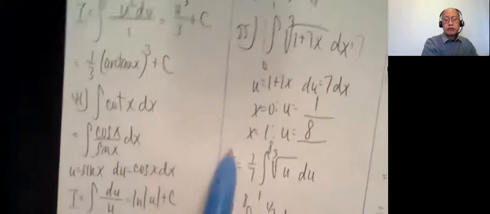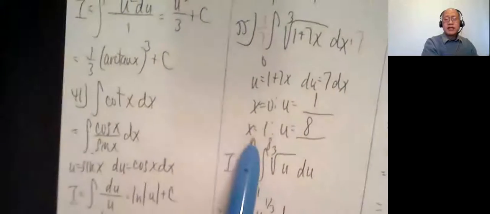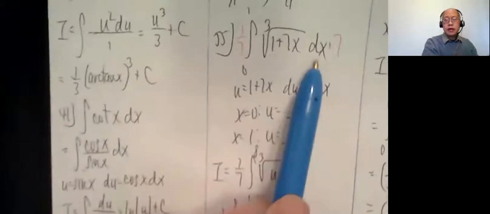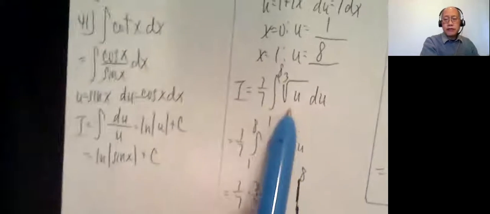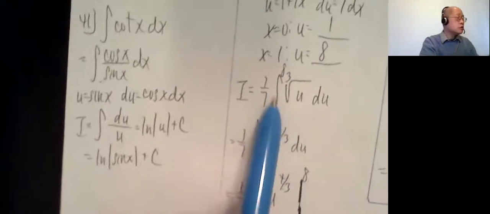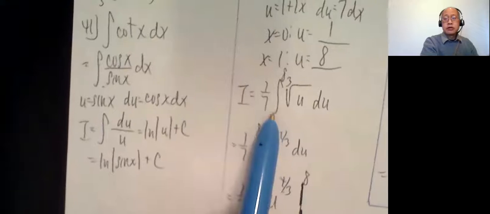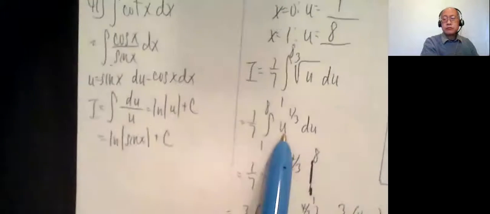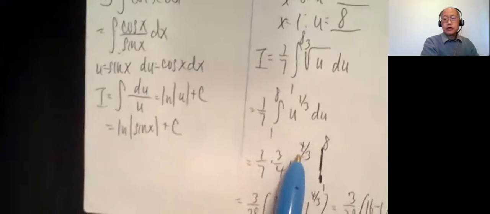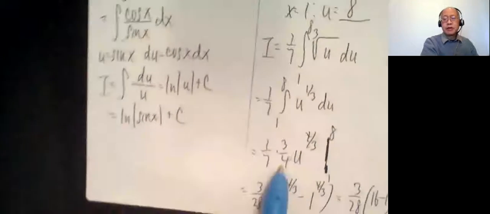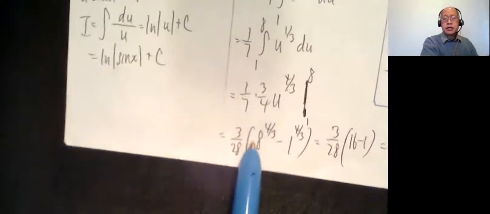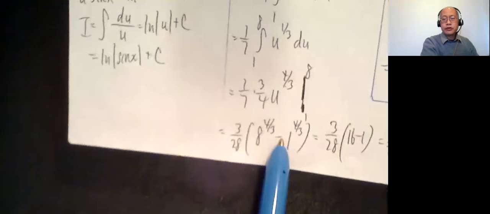So my integral becomes 1/7 integral from 1 to 8 of cube root of u, and then 7 dx is du. So I have u, du. These numbers are for u. I don't need to switch back to the original x anymore. Okay, so that's u to the 1/3. Integrate u to the 4/3 divided by 4/3 means times 3/4 from 1 to 8. So that gives me 3 over 28, parentheses, 8 to the 4/3 minus 1 to the 4/3.